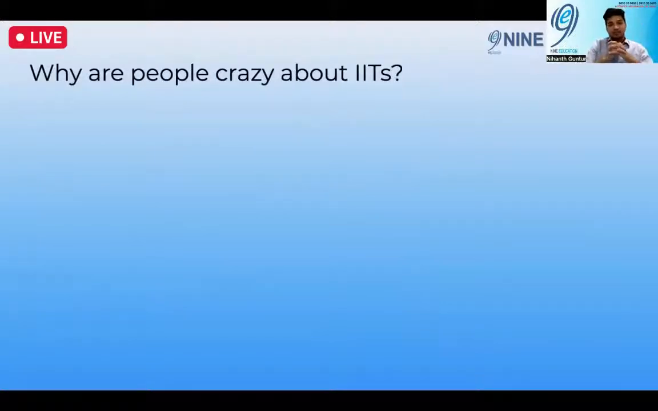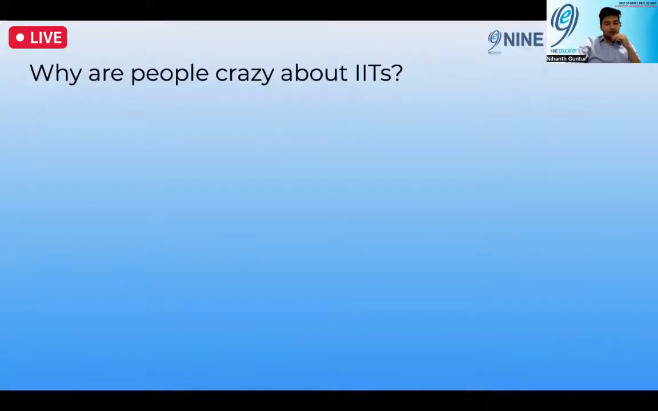Now let's sum it up. So far, we have discussed what is IIT, how many types of IITs there are, why you should care about IITs, and how you get into IITs. Then we discussed what makes IIT so different, what type of questions they have, what type of formulas or laws they focus on, how they focus on exceptions and so on.